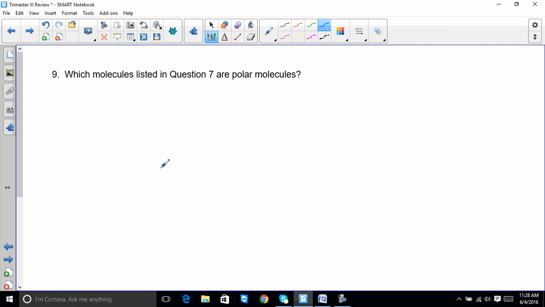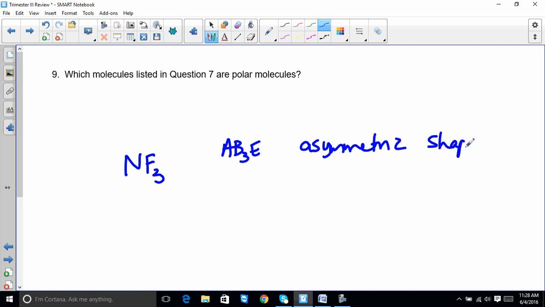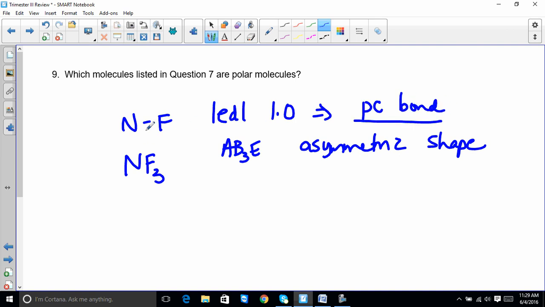And so the only one listed in 7 that's polar is NF3, because it's AB3E1. That is an asymmetric shape. And the N-F bond has an electronegativity difference of 1, which means it's a polar covalent bond. We have both conditions, at least one polar covalent bond. We actually have 3 of them. And they can't be arranged symmetrically, so they can't cancel.